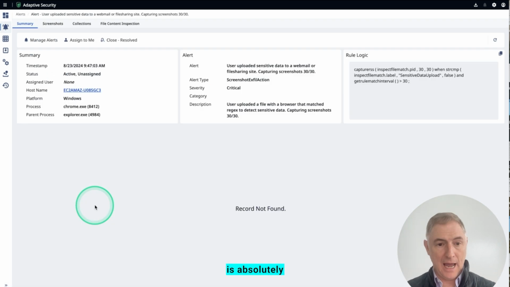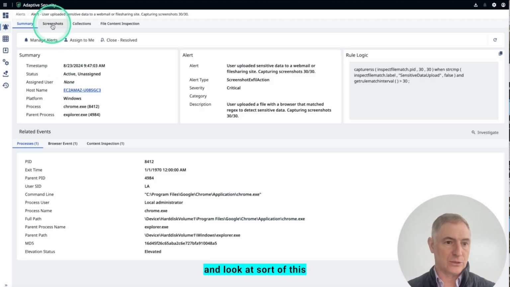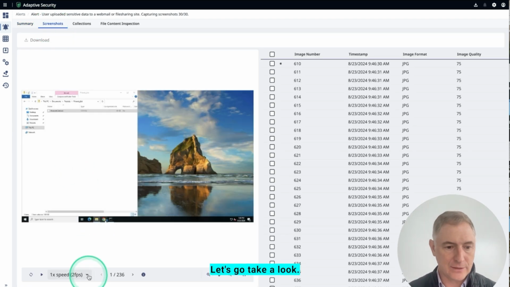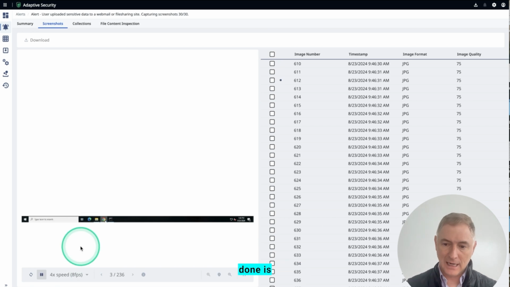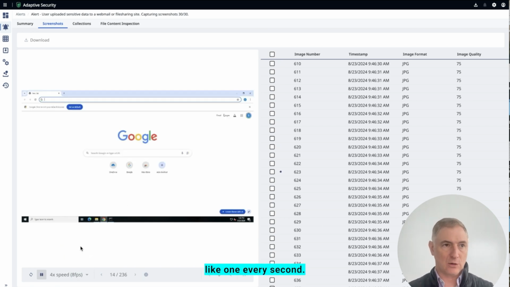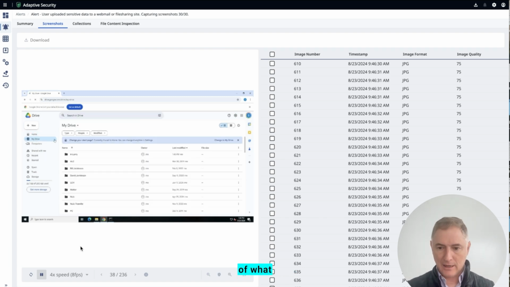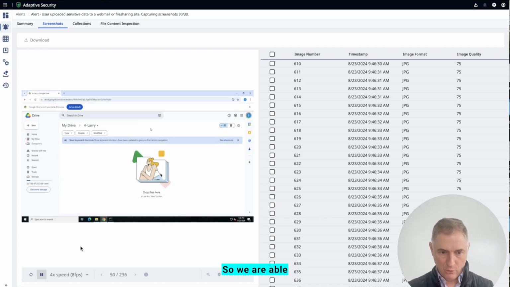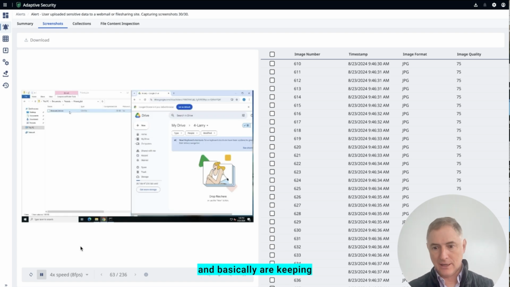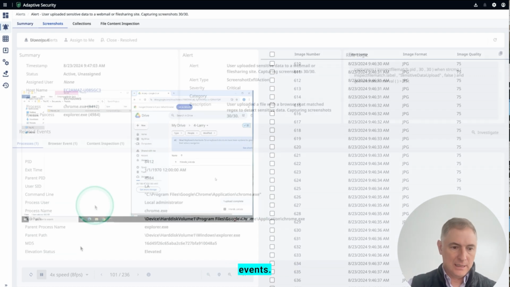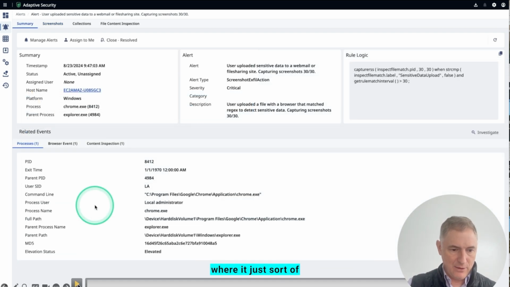But what is absolutely amazing is now we're going to drill in and look at this individual endpoint. We had an event, and that event was an exfil event. Let's go take a look. What we've actually done is continuously capture screenshots, like one every second. So now we're effectively watching a playback of what I started this video with. We are keeping track of everything that is taking place, capturing screenshots, understanding those events.